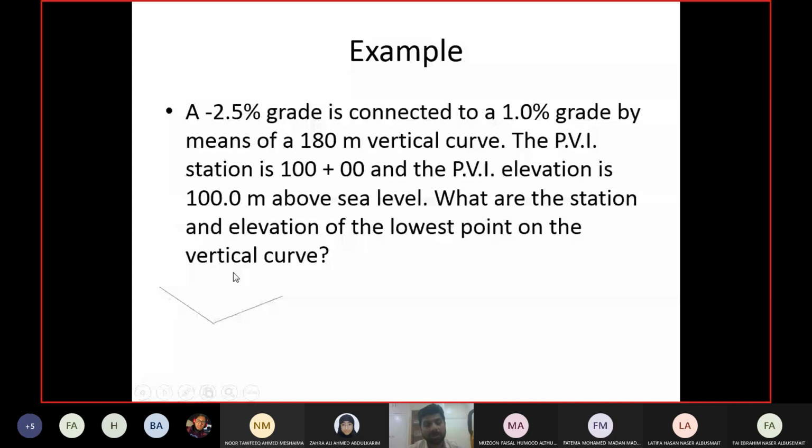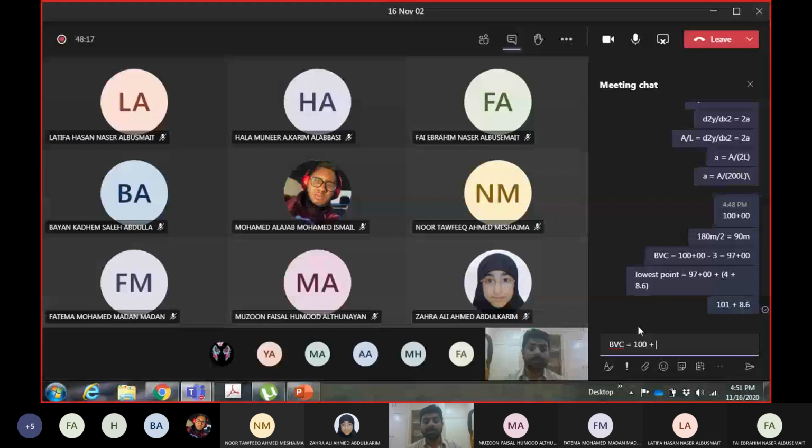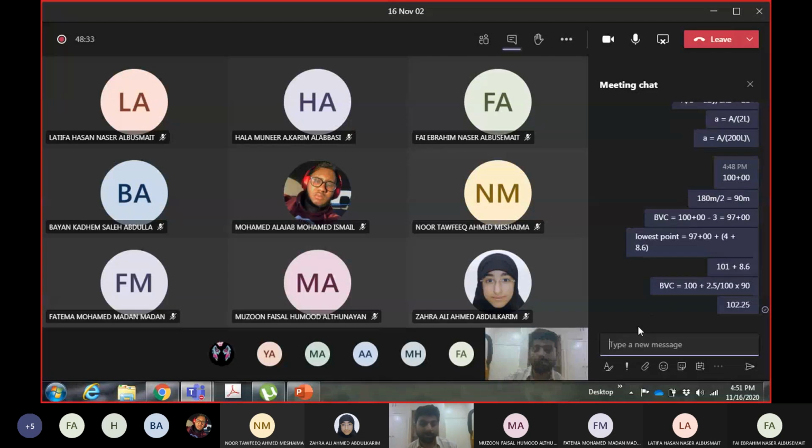Why will I add? Because you see PVI is below BVC. So when you are going from PVI to BVC, you have to add. So the elevation of BVC will be 100 plus G1, which is 2.5, divided by 100 to convert to a fraction, multiplied by L by 2, which is 90 meters. When you calculate this, it comes out to be 102.25 meters. So the elevation of BVC is 102.25 meters.